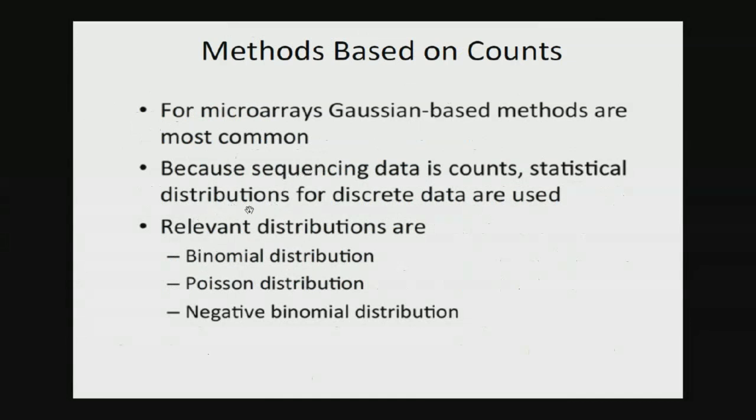And for the relevant distributions for count data, there are three. One is the binomial distribution. The other one is the Poisson distribution. These are all discrete distributions related to count, not continuous data. And then the next one is the negative binomial distribution. So I'll walk through this briefly.